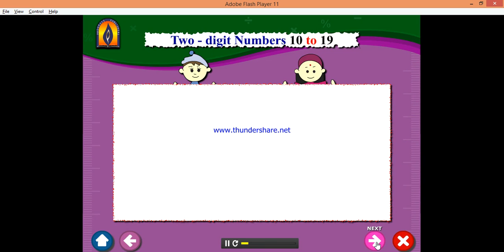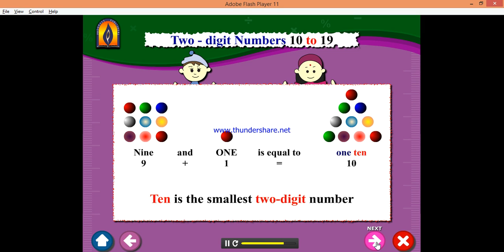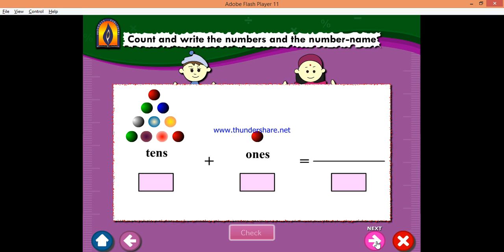Two-digit numbers 10 to 19. 9 plus 1 is equal to 10. 10 is the smallest two-digit number. Count and write the numbers and the number names.